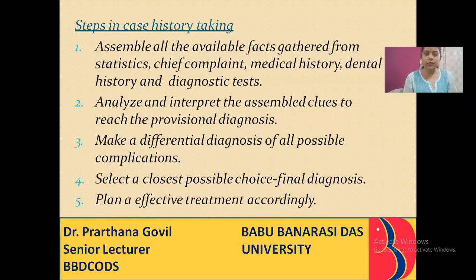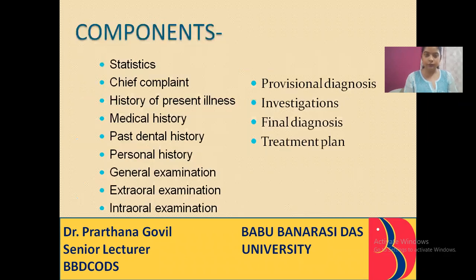Now, starting a case history, you have simple steps to follow. First of all, you need to assemble all the available facts gathered from the statistics, like chief complaint and medical history. Then you analyze and interpret all the assembled data. Then you take out a provisional diagnosis, which helps you make a differential diagnosis and select the closest possible choice, that is the final diagnosis, and then you need to plan an effective treatment accordingly.